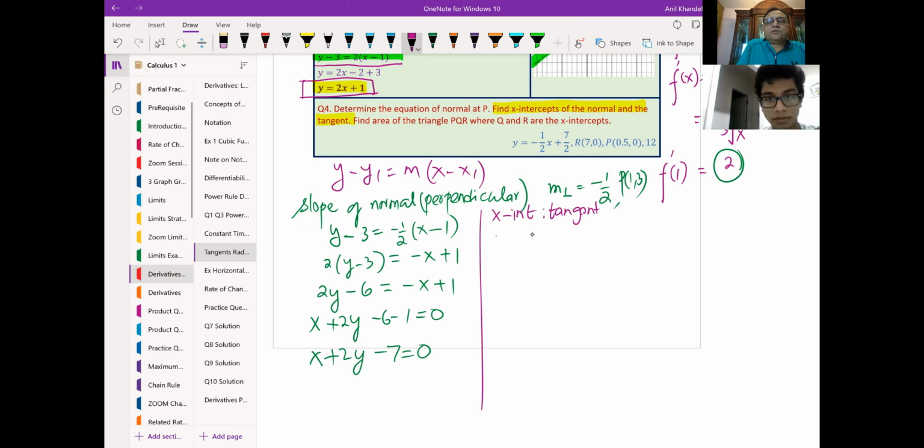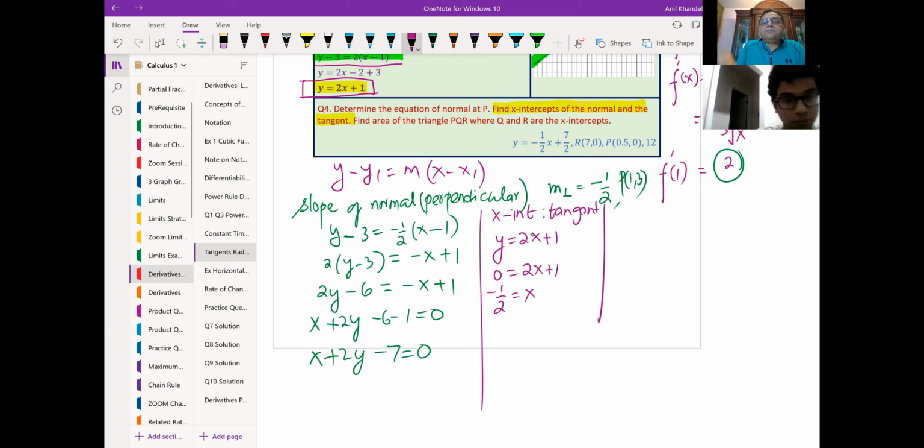The tangent equation is y equals 2x plus 1, correct? The x-intercept means y is 0, so we have to find the x value. Clearly it is minus half. Now let us find the x-intercept of the normal. The equation we wrote is x plus 2y equals 7. When y is 0, x equals 7, right? So we have the two x-intercepts.